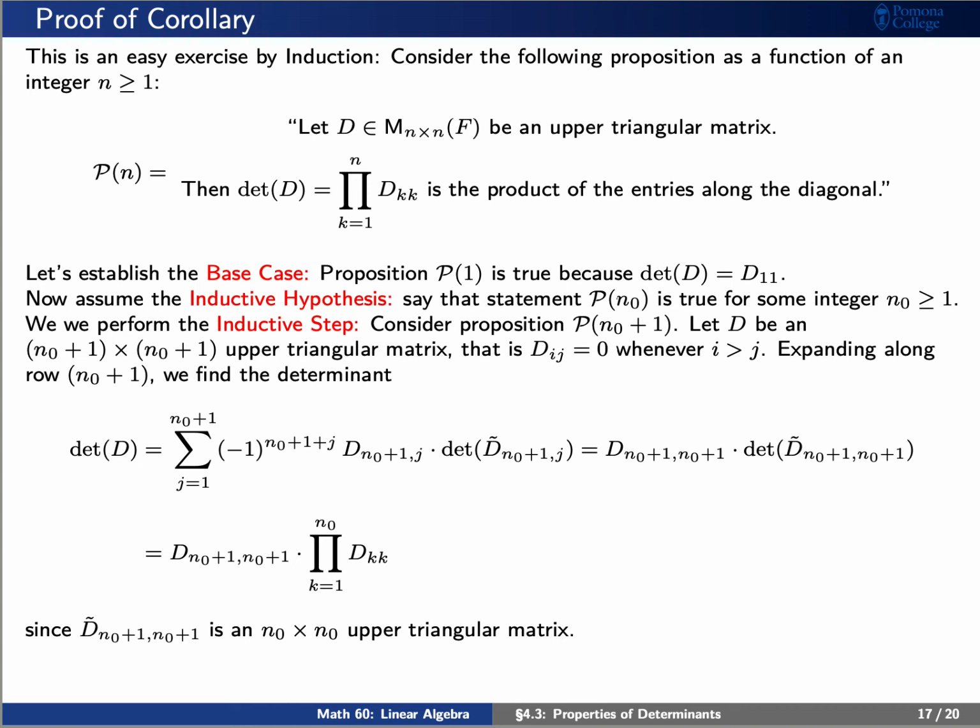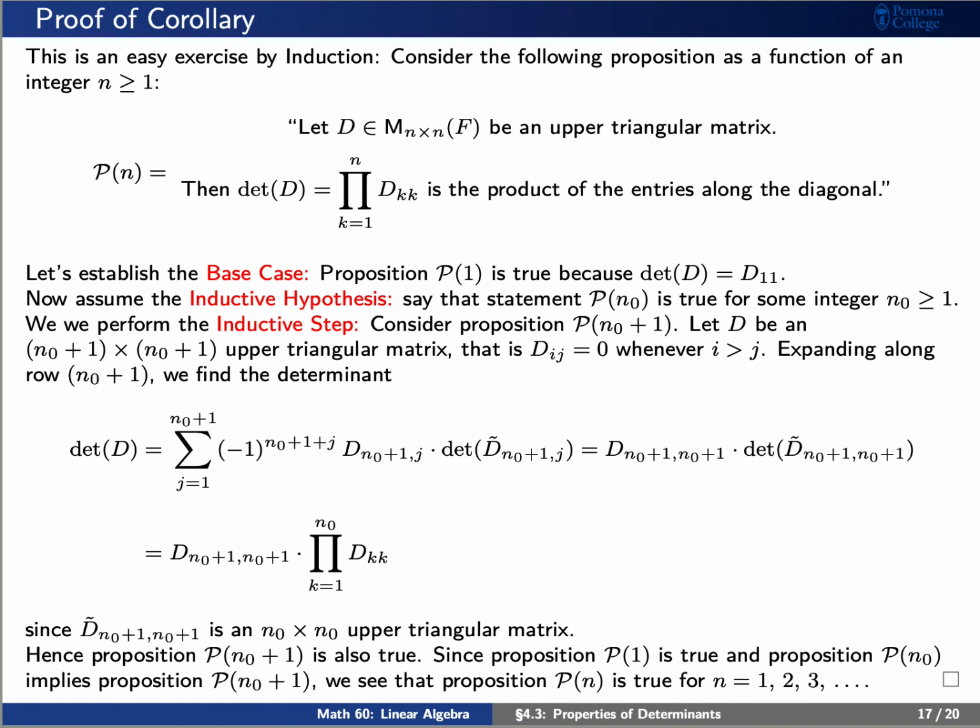But because we've crossed out now the last row, last column, this D tilde is actually an n0 by n0 upper triangular matrix. So, invoking the inductive hypothesis, we see that the determinant of D tilde is again just the product of the elements along the diagonal. And putting all of this together, we actually do see that the proposition is true by induction.